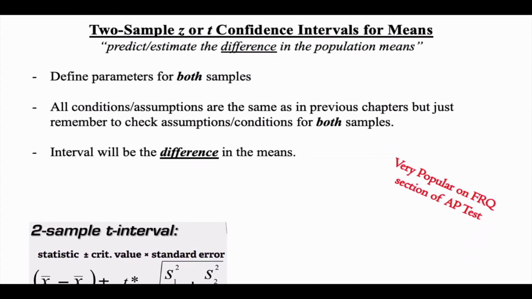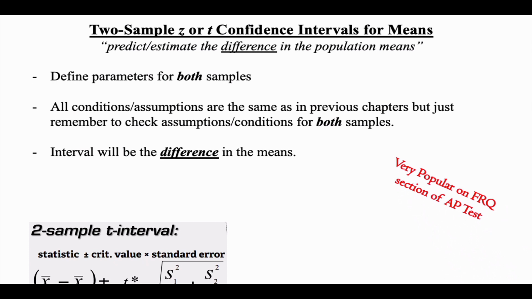So remember, we have Z or T. Most of the time, it's going to be T for means, okay? So what it does is it helps predict or estimate the difference in the two populations, right? If one Math 1 class took a test and the other Math 1 class took a test, and I took a sample of each Math 1 class and I did a confidence interval, this type of confidence interval would estimate the difference in the two populations. Okay, that's what it is. The difference between the two proportions or population means.